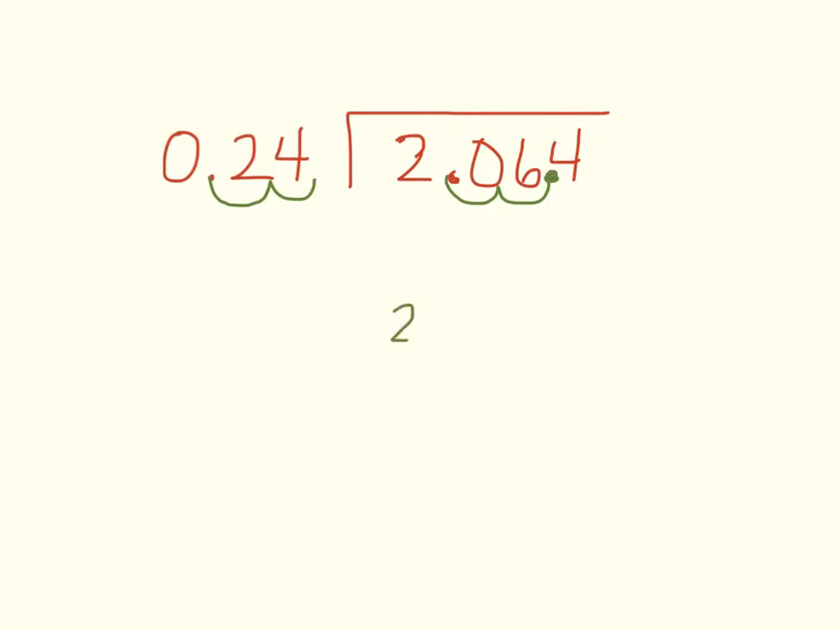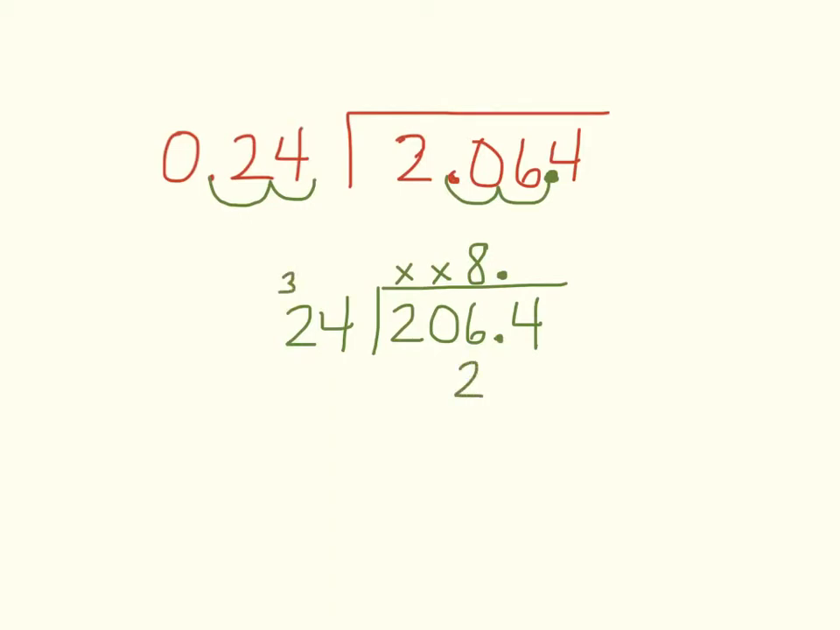So I have 206.4 divided by 24. 24 does not go into 2. It does not go into 20. And I'm going to think about quarters. So I know that 4 quarters make $1 and 8 quarters make $2. And I should bring my decimal point straight up. 8 times 4 is 32. 8 times 2 is 16, 17, 18, 19. And then I'm going to subtract, and I get 14.